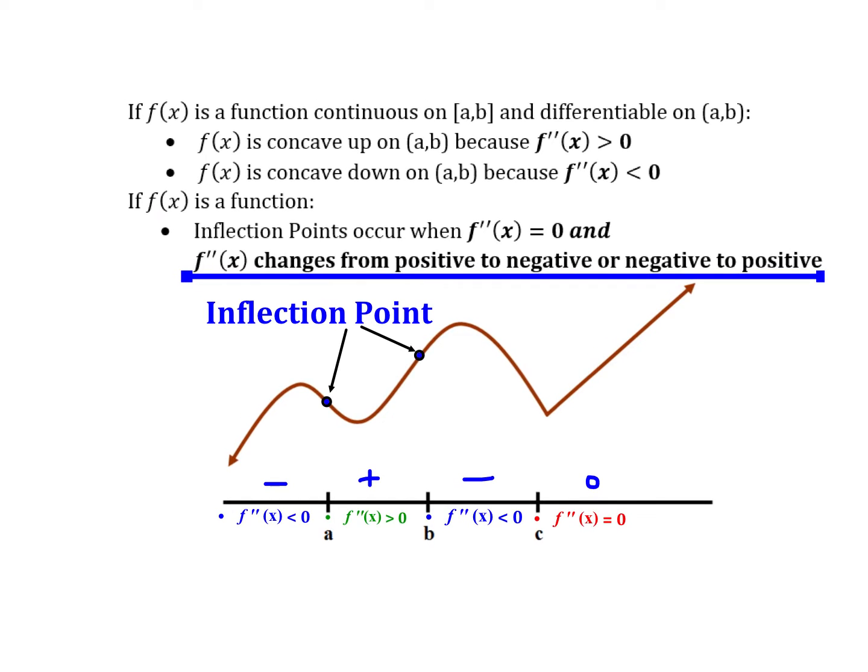Anytime we switch concavity, so switching from concave down to concave up, the moment at which that happens is called an inflection point. Whenever you switch from concave down to concave up, or vice versa, you get what's called an inflection point. At that moment, your second derivative is going to be exactly equal to 0. The only other time your second derivative will equal 0 is if your function had a linear component.